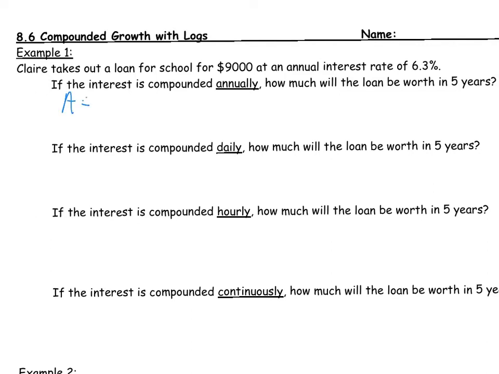A stands for amount. That's the amount you're going to have after a certain period of time. P is your principal. That's what you start out with. For this first problem, Claire takes out a loan for school for $9,000 at an annual interest rate of 6.3%. If the interest is compounded annually, that means once a year, right there is annually. How much will the loan be worth in 5 years? In other words, how much will she have to pay back?